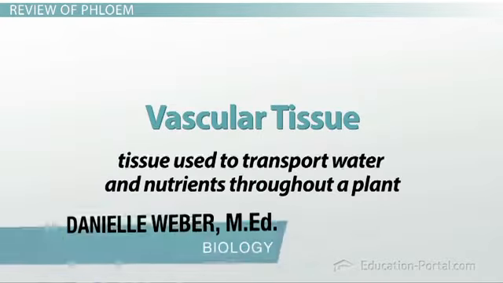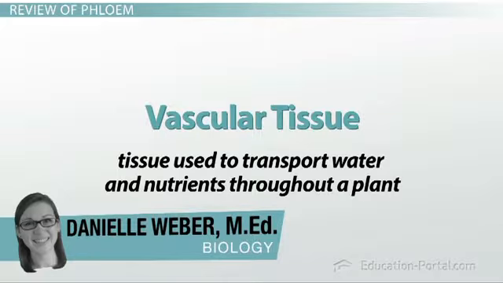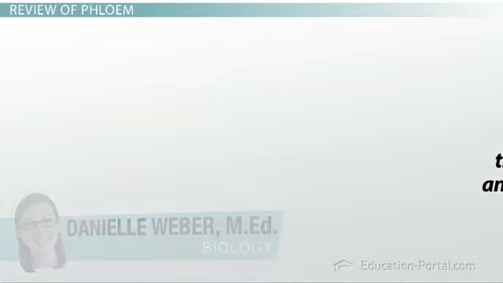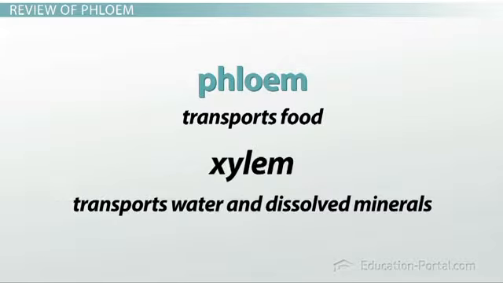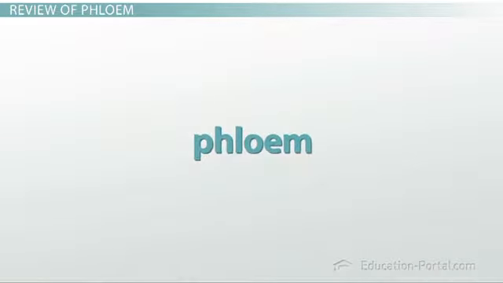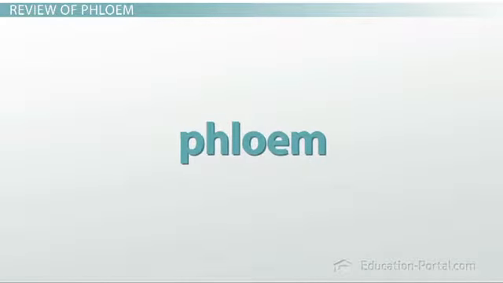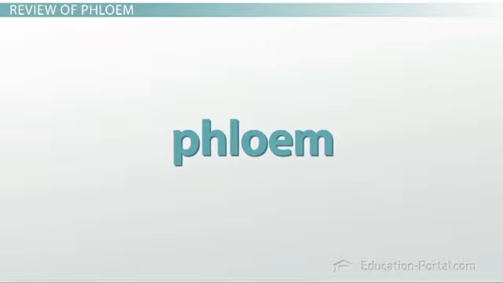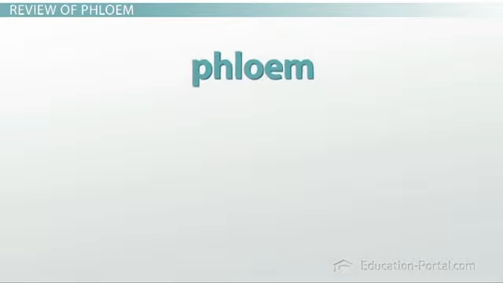You may remember that vascular tissue is the tissue used to transport water and nutrients throughout a plant. There are two types of vascular tissue, xylem and phloem. Phloem transports food, while xylem transports water and dissolved minerals. We will focus on the structure of phloem as well as how this vascular tissue actually transports food throughout a plant. Let's first review a few basic aspects of phloem.